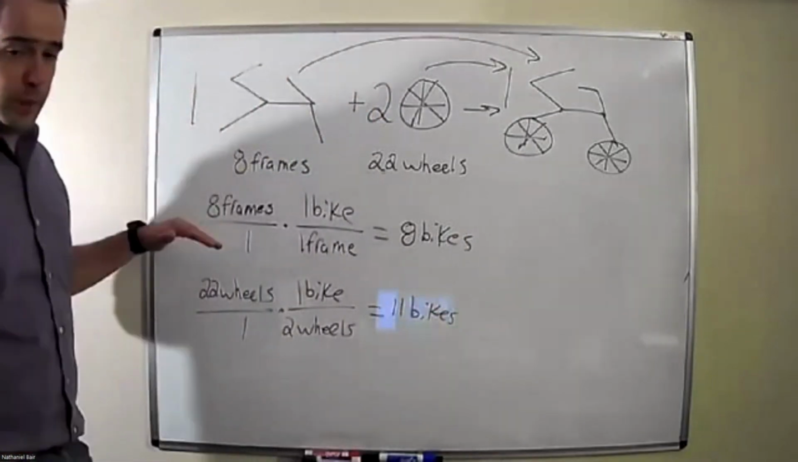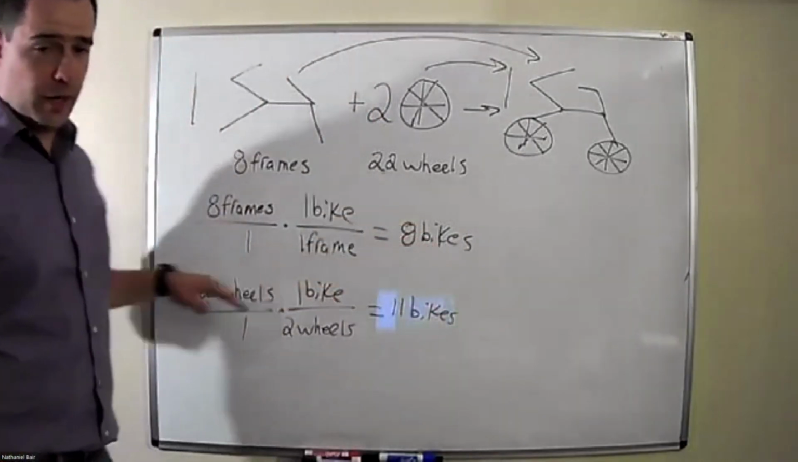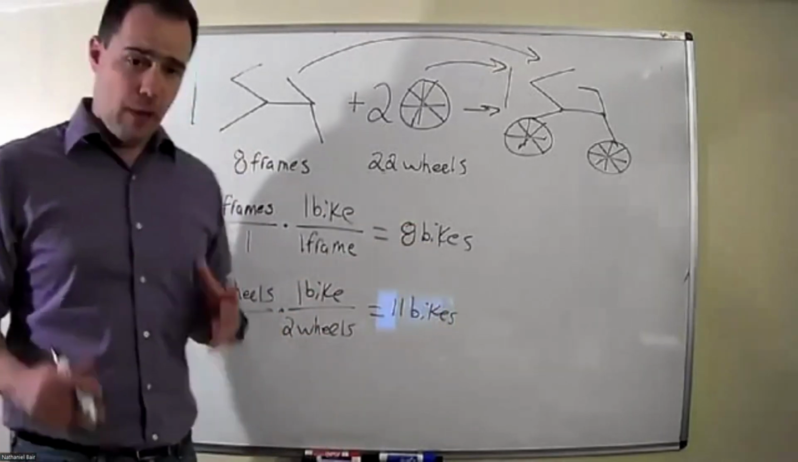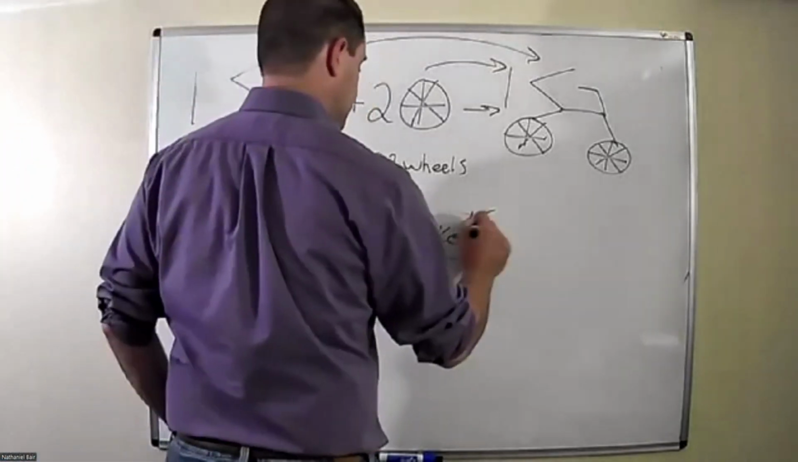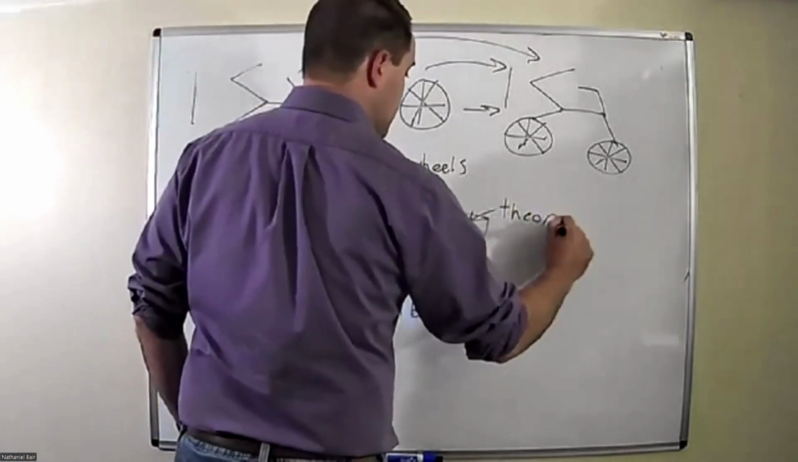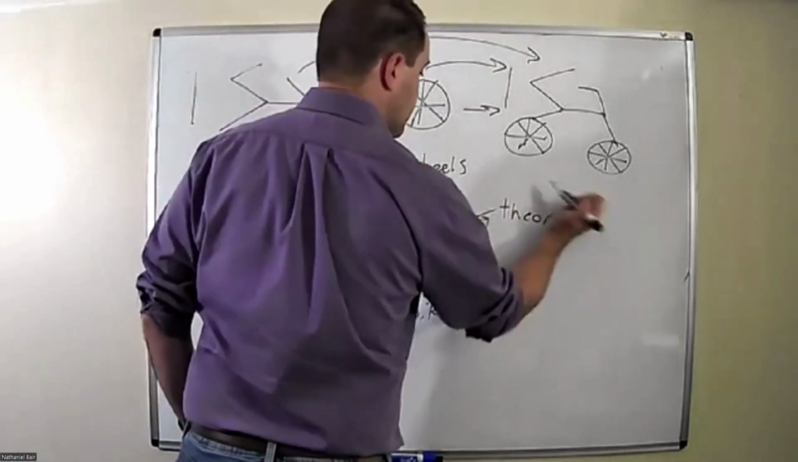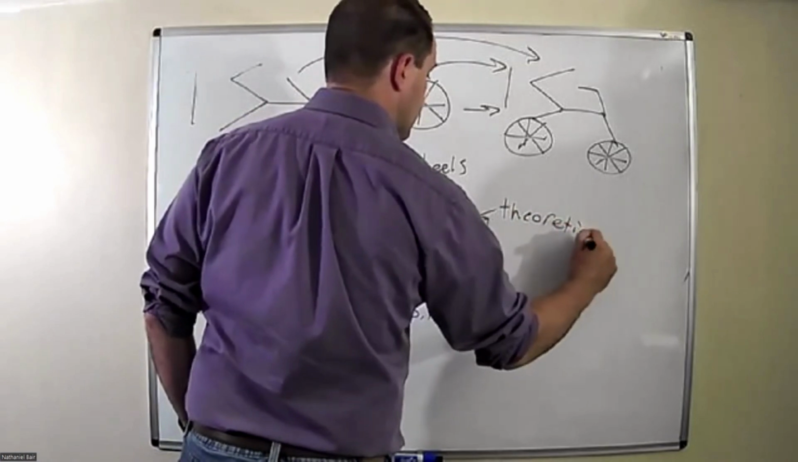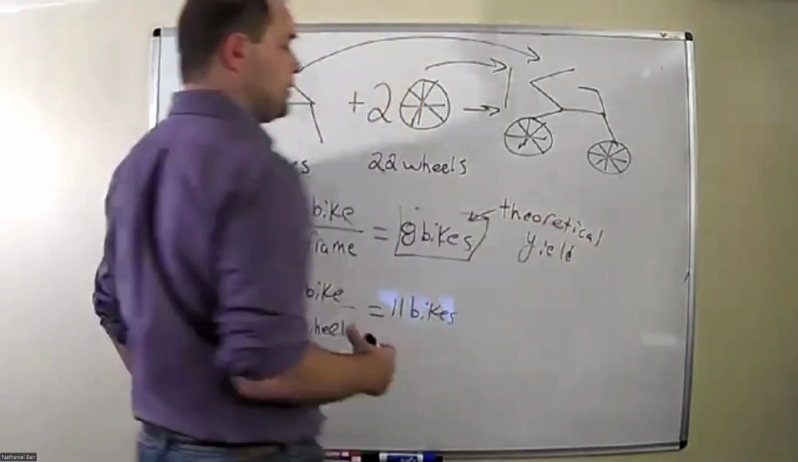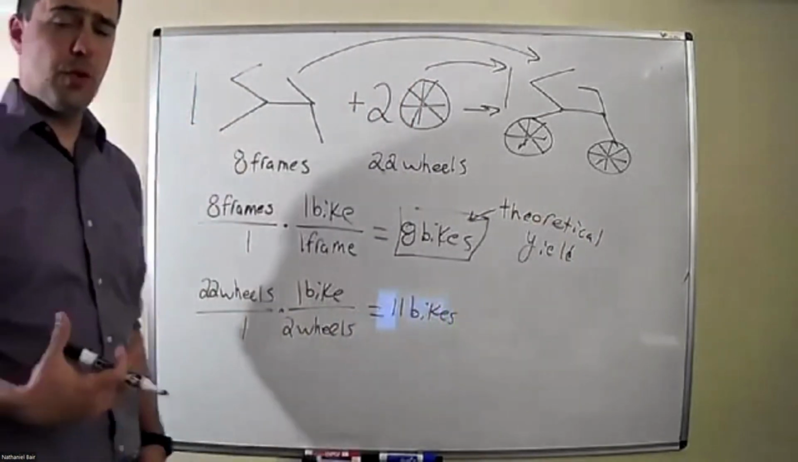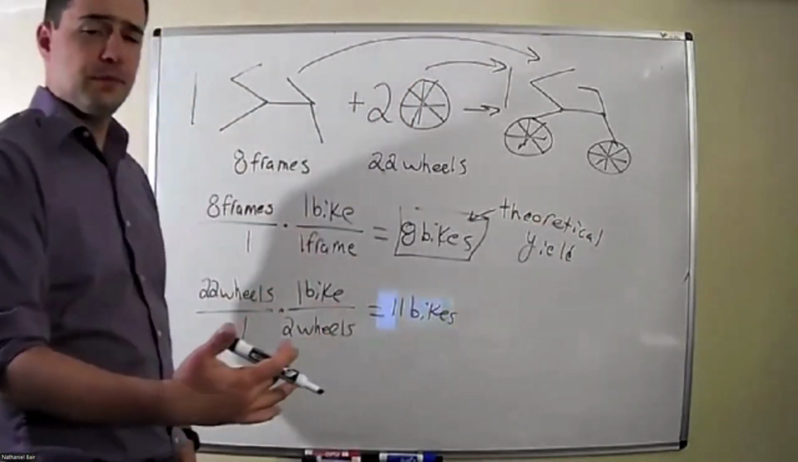So if I have enough frames to make 8 bikes, and I got enough wheels to make 11 bikes, how many bikes can I make? The answer, 8. That is your theoretical yield. The theoretical yield is always the smaller number. You're only allowed to make the smaller number.